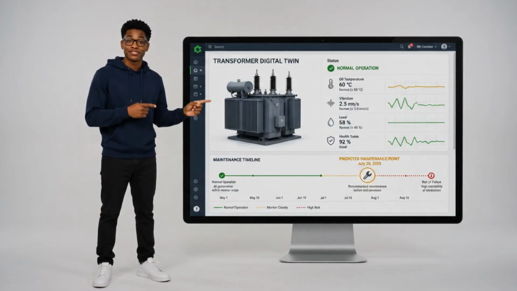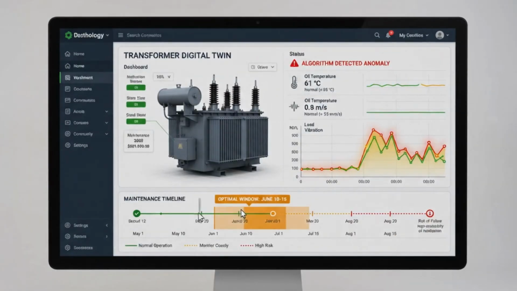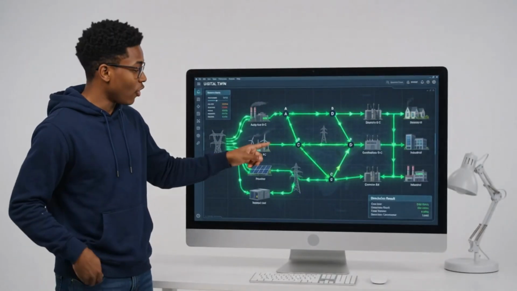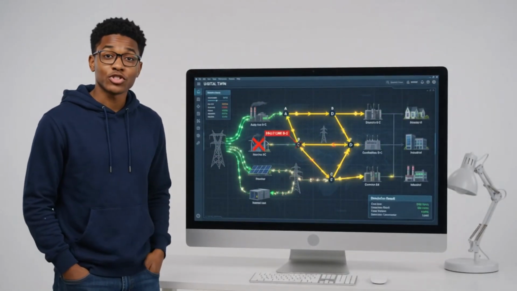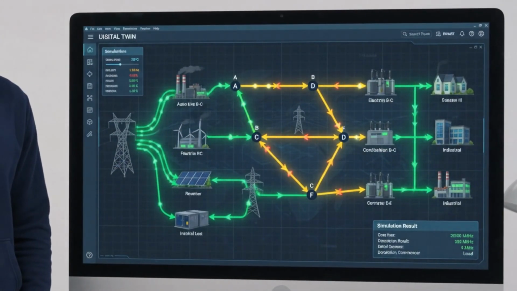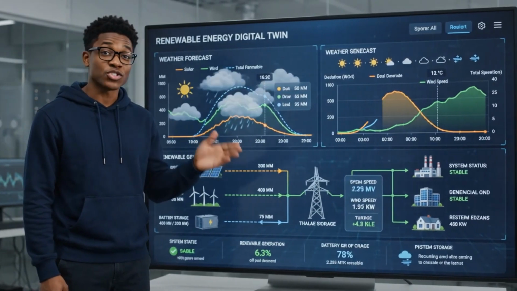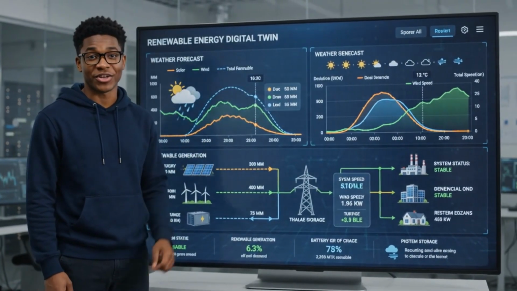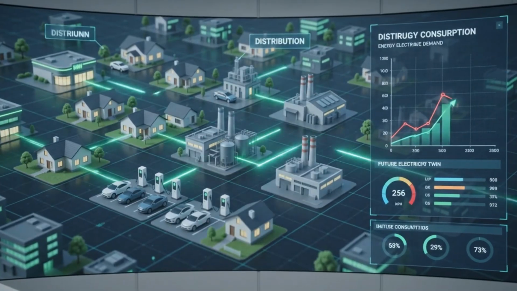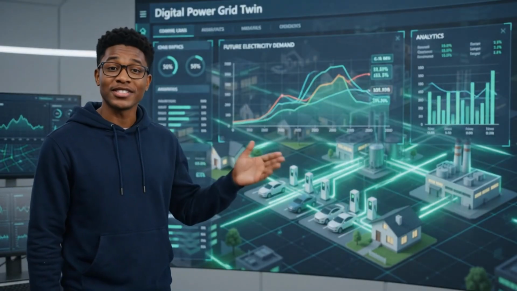Instead of waiting for equipment to fail, engineers can use digital models and historical information to support predictive maintenance and plan inspections earlier. Engineers can also simulate faults. For example, they can remove a transmission line in the virtual model and observe how the rest of the grid responds. Digital twins can also help engineers study renewable energy, where solar and wind generation can change with weather conditions. Engineers can also test future demand scenarios, such as growing cities, new factories, electric vehicles, and increased electrification.